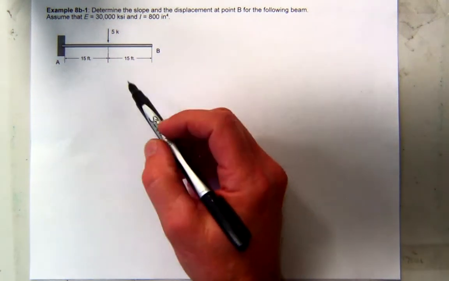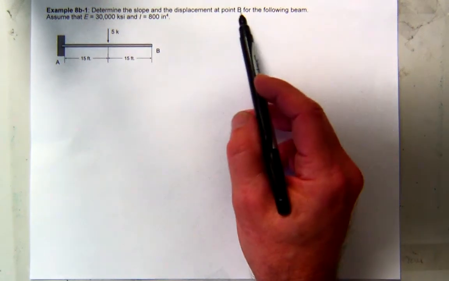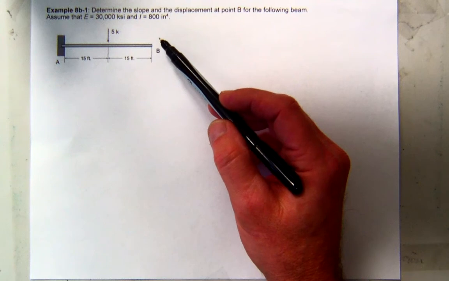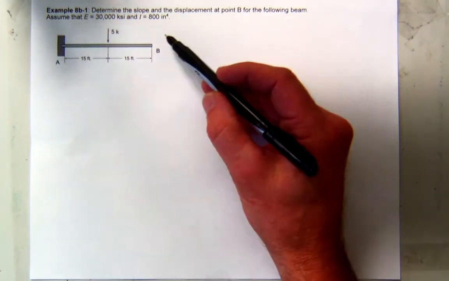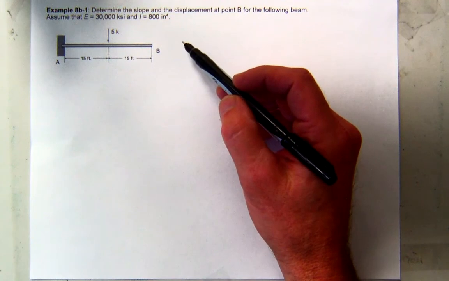Okay, so in this problem we want to find the slope and displacement at point B. That's out here on the free end. That's a pretty important point because you probably can guess that in a cantilever structure like this, this free end is going to be the place where you're going to have the biggest displacement. So this would be a good point for that.